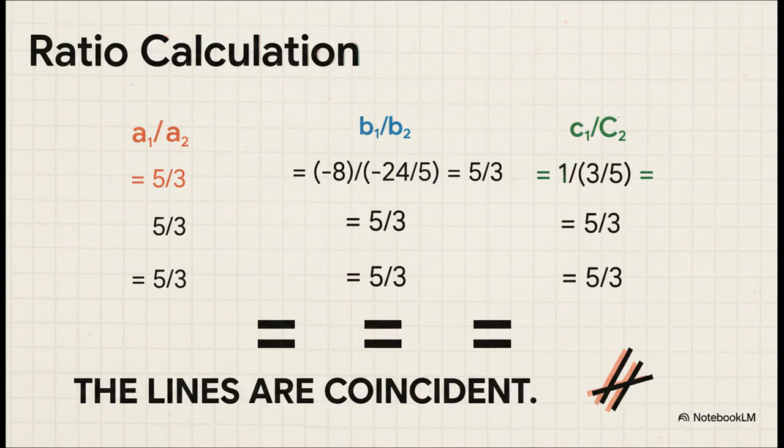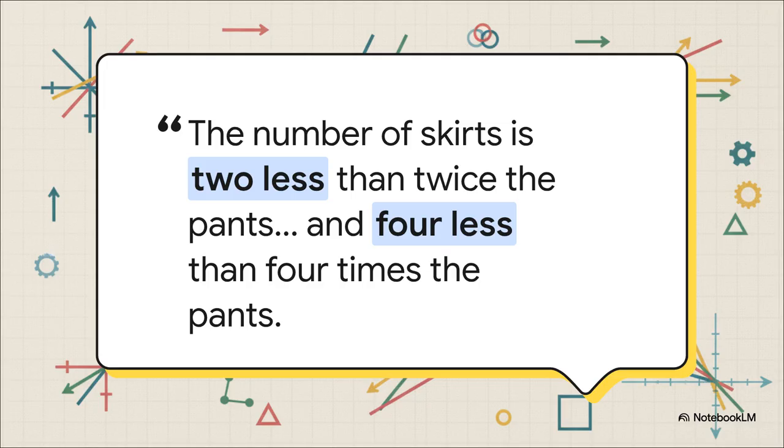The ratio of the a's, a1 over a2, is 5 over 3. Simple. Now the b's. b1 over b2 is negative 8 divided by negative 24 over 5. You do a little bit of fraction magic, and what do you get? 5 over 3 again. And finally, the c's. c1 over c2 is 1 divided by 3 over 5, which is also 5 over 3. Since all three ratios are exactly the same, we know instantly that these are coincident lines. Infinite solutions, done.